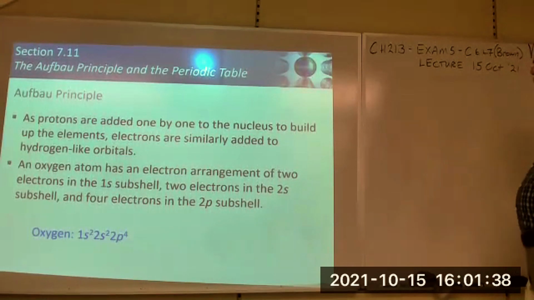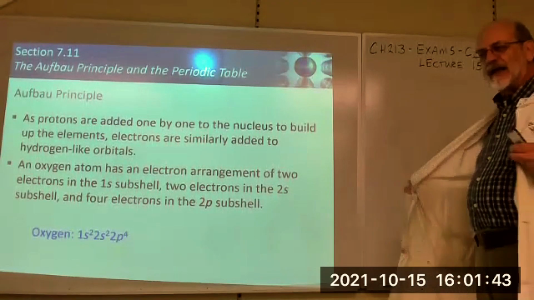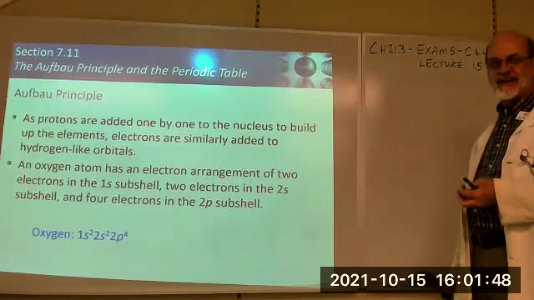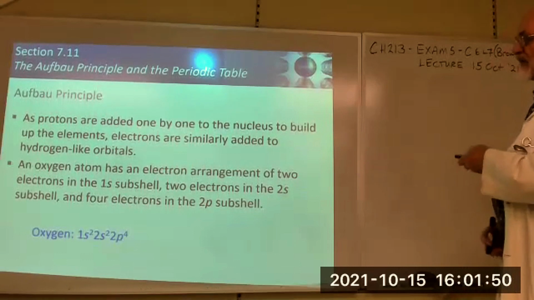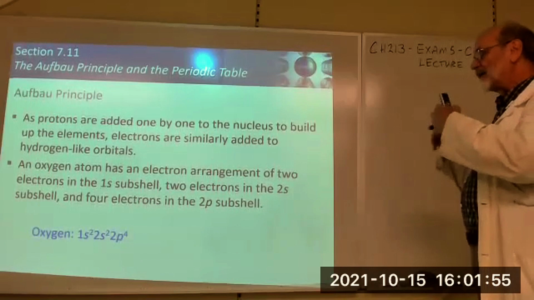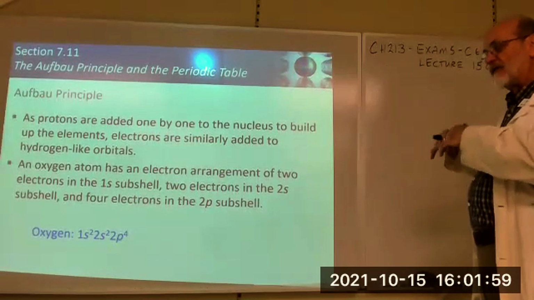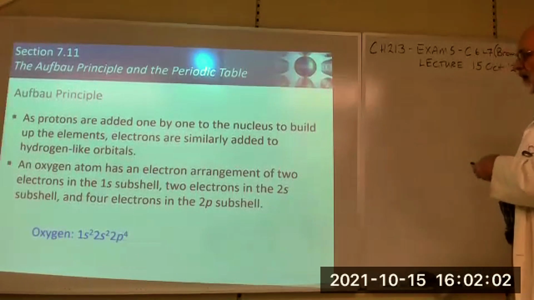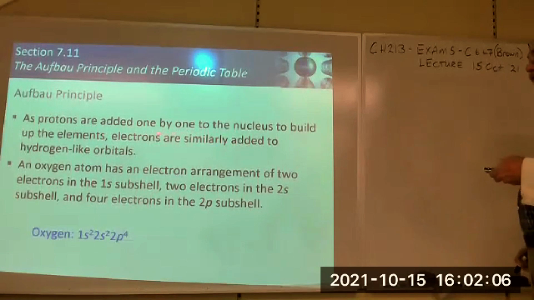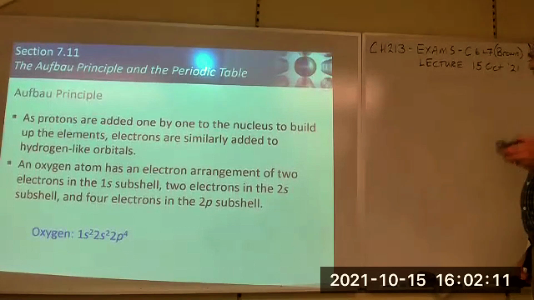Okay, another German word, Aufbau. I don't know German, but I understand that Aufbau means do it this way, in the simplest terms. So the Aufbau principle just says that as you add protons and you're building electrons to go with it, and you're building successively heavier atoms, as you add a proton, the next electron goes into the lowest possible available orbital. That's all it means.